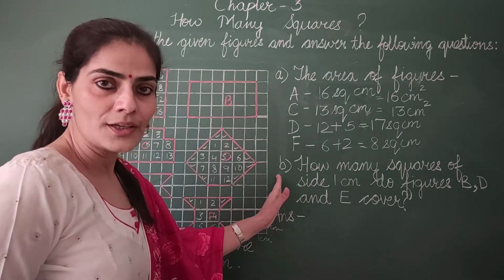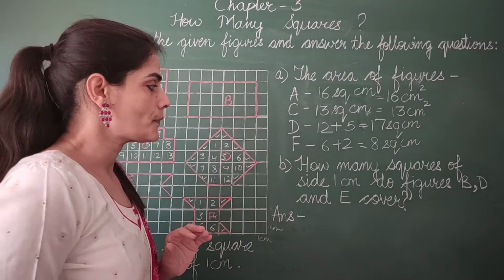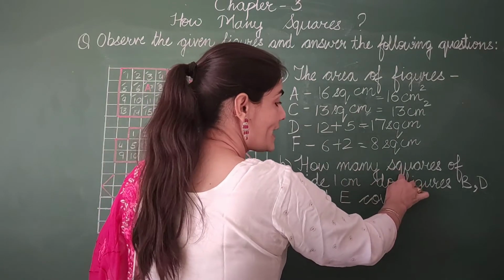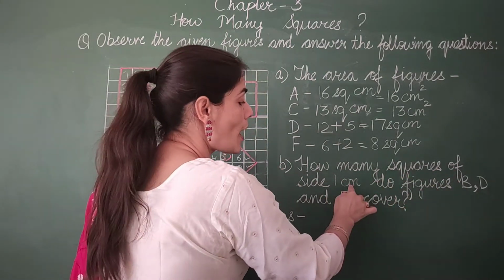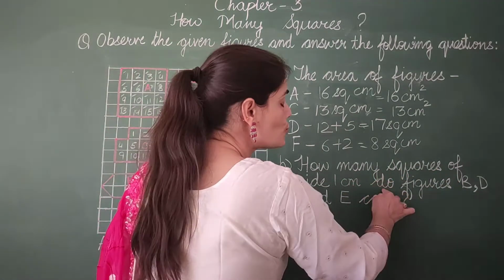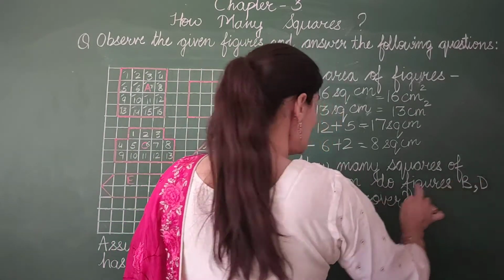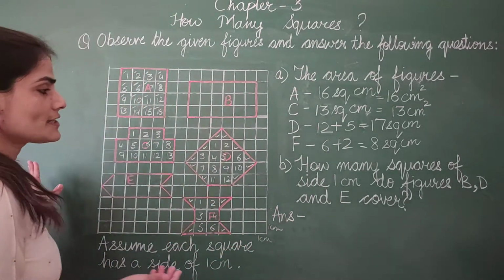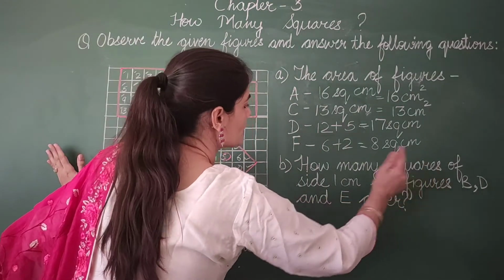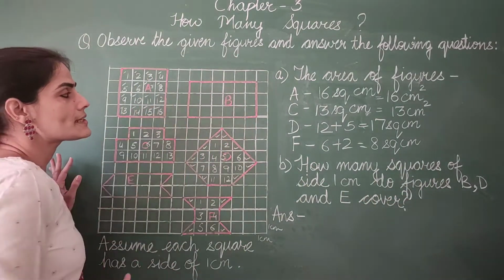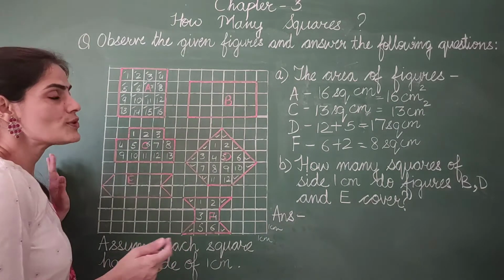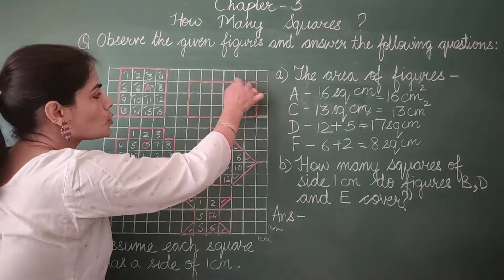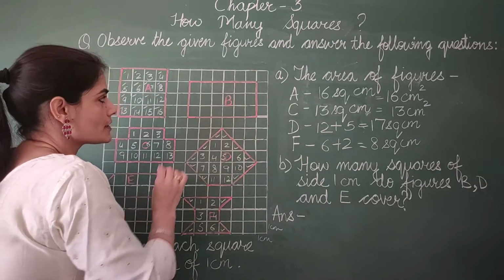Now we are moving to part B. Now part B says, how many squares of side 1 centimeter do figures B, D and E cover? So just see, first figure is figure B. This is a rectangle, everyone. The opposite sides are equal here. So let's count the squares it covers.